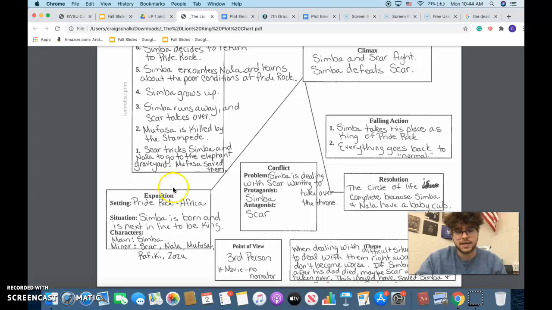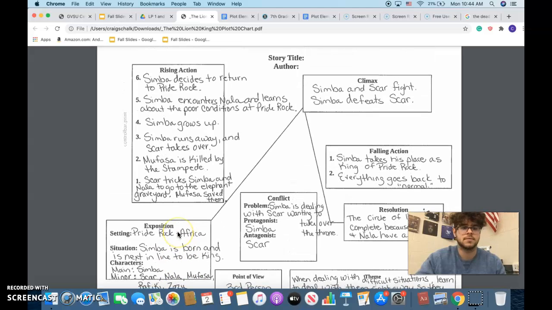So, for example, the exposition. Pride Rock, Africa. The situation: Simba is being born and is next in line to be king. The main character is Simba. Minor character, I'd say antagonist, is Scar. Then Nala, Mufasa, Rafiki, Zazu are secondary characters.